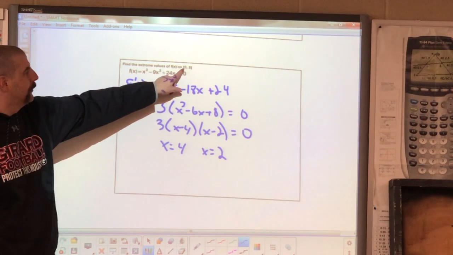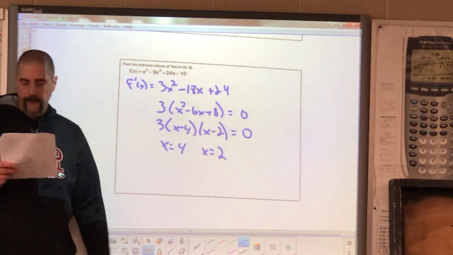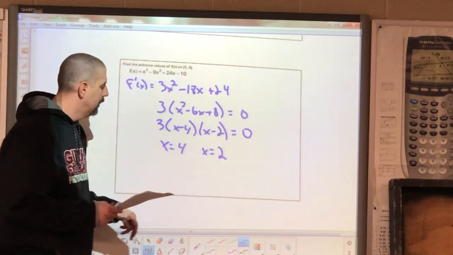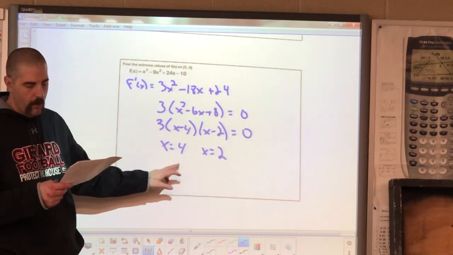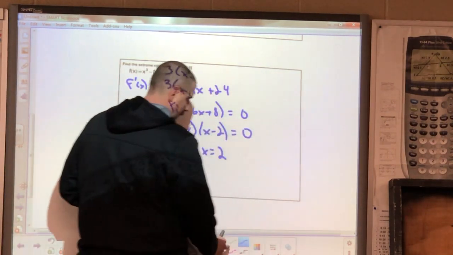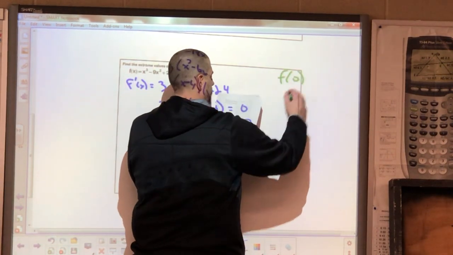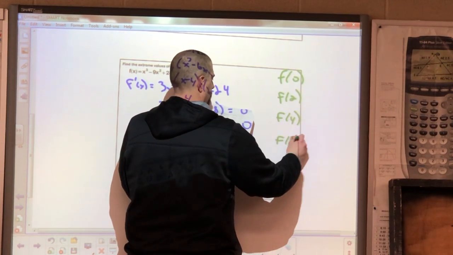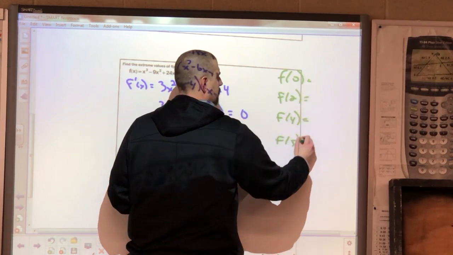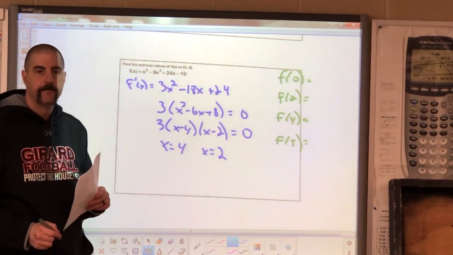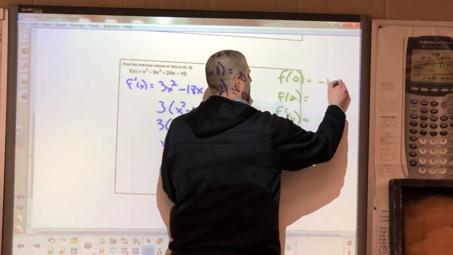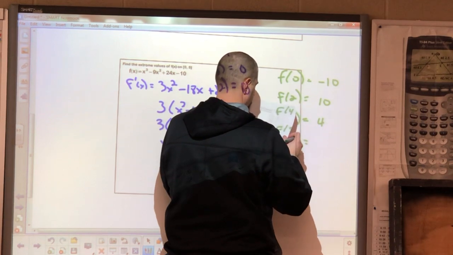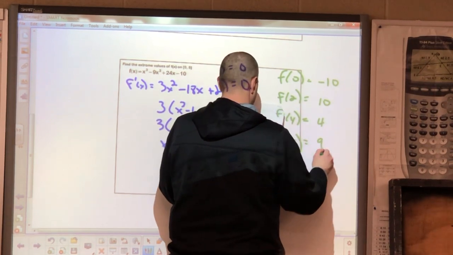Now again, we're on an interval from 0 to 5. 4 and 2 both fall inside that. So now we have to check them all. So we're going to start with 0. Then we're going to go 2, 4, and 5. So we're going to do f of 0, f of 2, f of 4, f of 5. Go ahead and see what you get there. Pause the video. Okay, welcome back. We got the following values: negative 10, 10, 4, and 9. Okay?